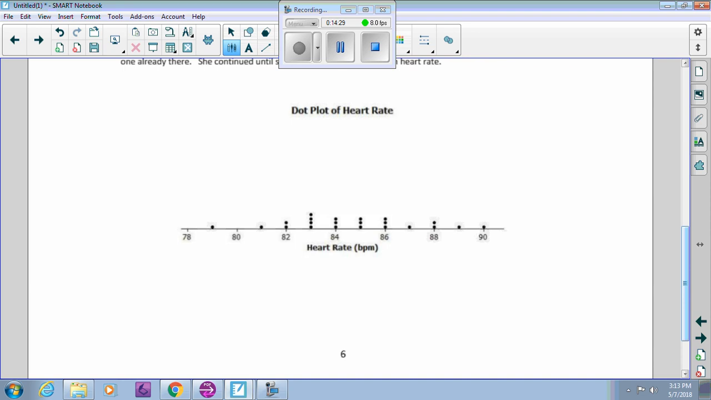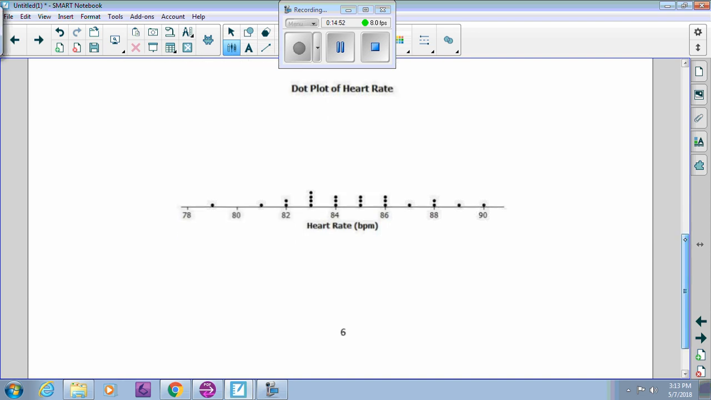All right, and then you have 83, which was the most common, with 4 people having that heart rate of 83. All right, and then 3 people had a heart rate of 84, 3 people had a heart rate of 85, 3 people had a heart rate of 86. There was 1 person who had a heart rate of 87, 2 people that had a heart rate of 88, 1 person who had a heart rate of 89, and 1 person who had a heart rate of 90.